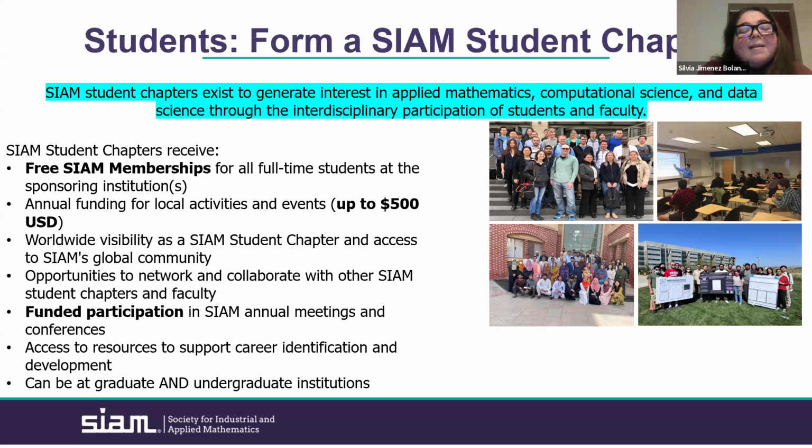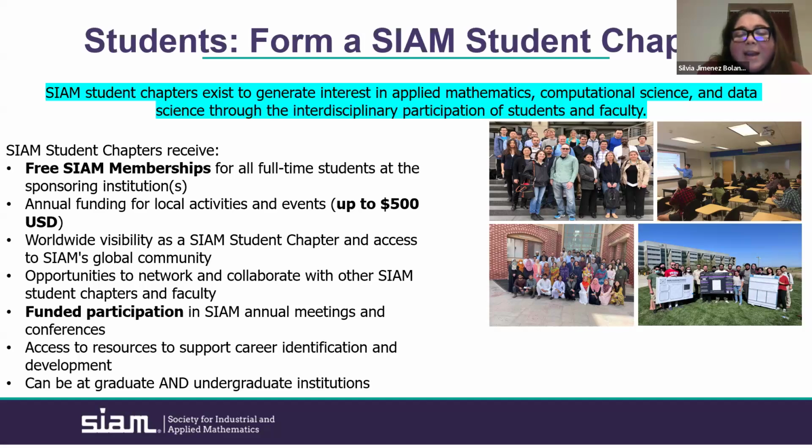An important thing is that it can be at a graduate institution, but also an undergraduate institution. For example, I work at Colgate University, which is a primarily undergraduate institution, so all the members of the chapter are undergraduate students. But when I was a grad student, our SIAM chapter was mainly graduate students. It could also be a SIAM chapter that has a combination of graduate students and undergraduate students, and in that case, it will be good to have events that target both those populations. So these are important things that SIAM student chapters receive.